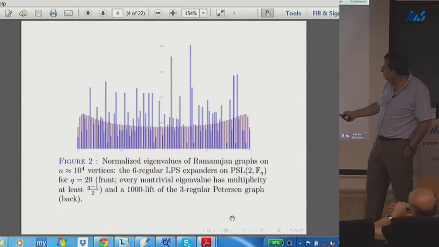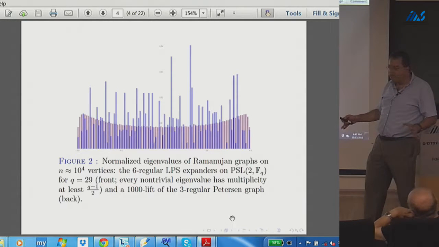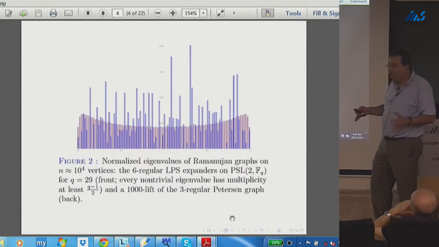But one thing I want to mention, the point of showing this picture is to show that even though Ramanujan graphs seem very constrained, you still have a large variety of spectral behaviors possible inside this interval. It's still a rich collection of graphs. They're not all the same at all.